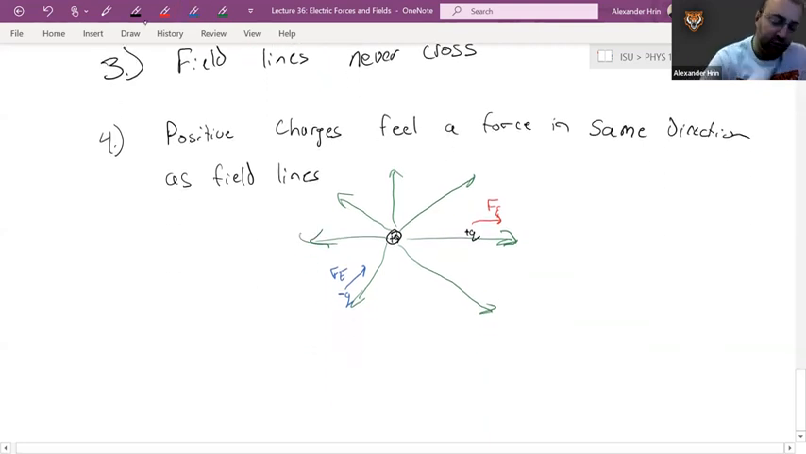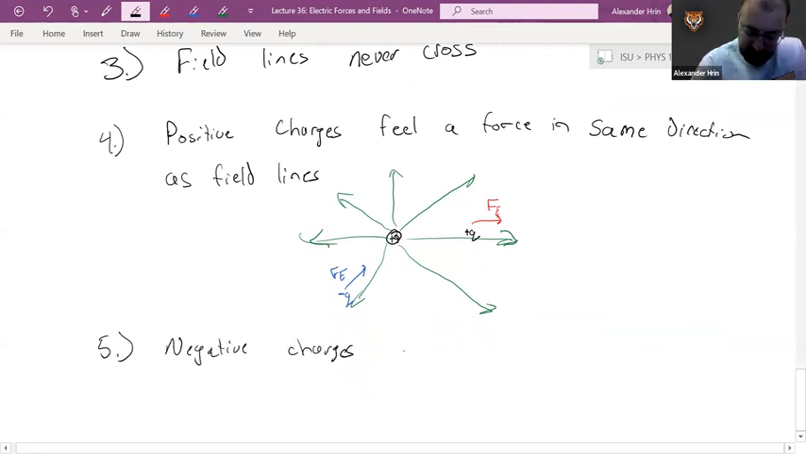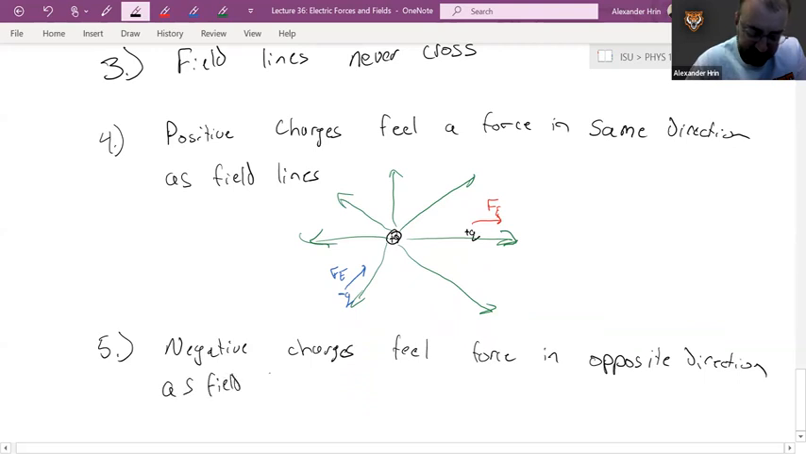So the fifth rule is that negative charges feel a force in the opposite direction as field lines. Okay.